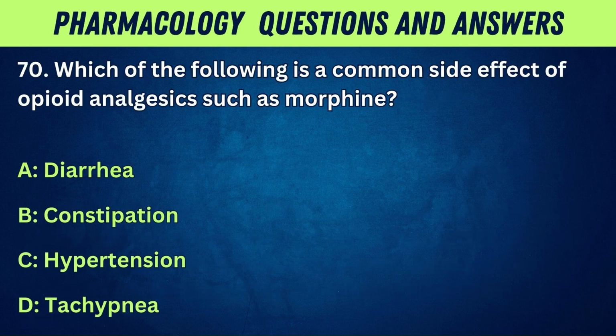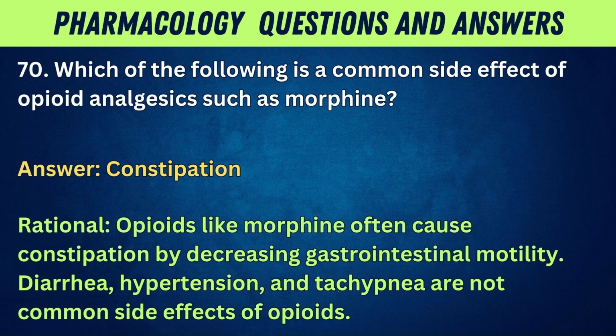70. Which of the following is a common side effect of opioid analgesics such as morphine? A. Diarrhea. B. Constipation. C. Hypertension. D. Tachypnea. Answer: Constipation. Rationale: Opioids like morphine often cause constipation by decreasing gastrointestinal motility. Diarrhea, hypertension, and tachypnea are not common side effects of opioids.